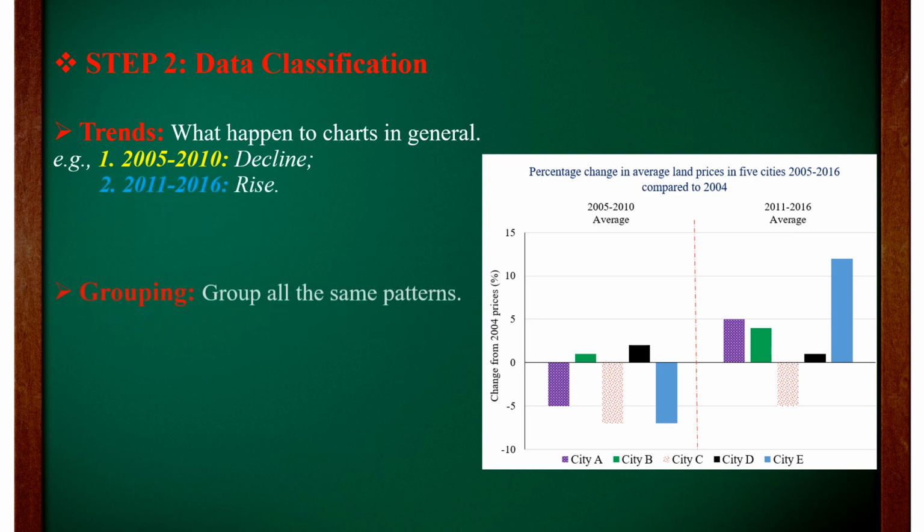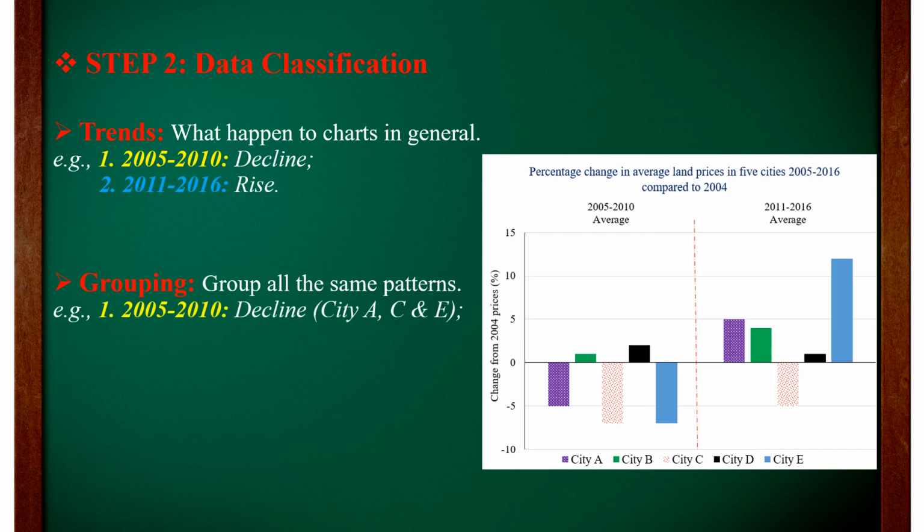Turning to grouping. Grouping means the way we categorize all similar or relevant elements into one group or category. In the exercise, we classify 2 groups. The first is the declining trend in city A, C, and E in the first period. The second is the rising trend in city A, B, D, and E in the second period.